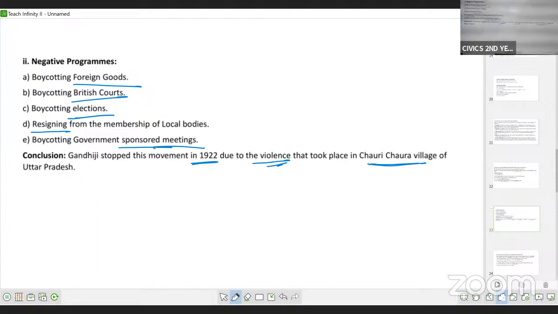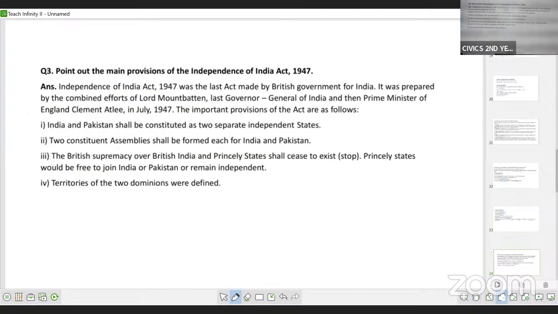Okay. Then the next question from this chapter is, main provisions of Independence Act of 1947. See, in 1947 we got independence. So for that, before giving the independence, Britishers made an act. That act was called the Independence of India Act 1947.